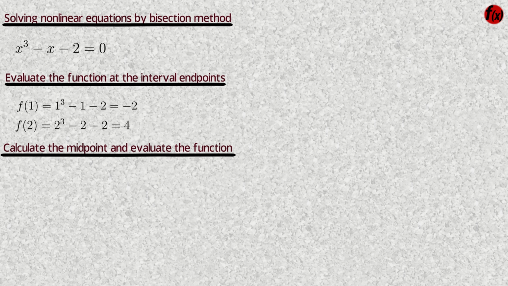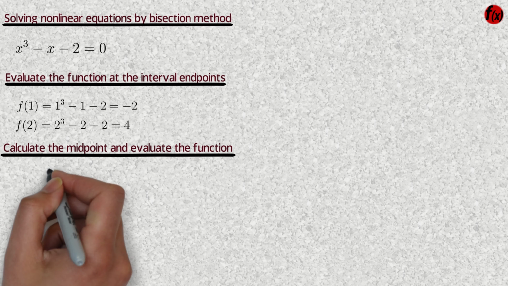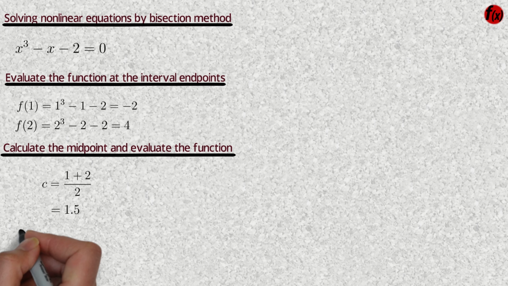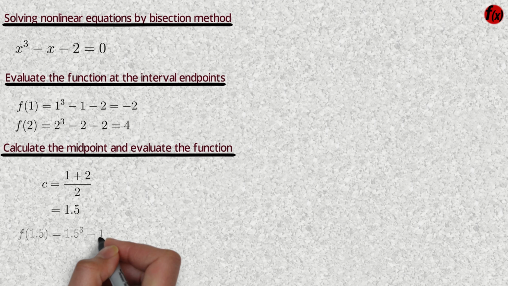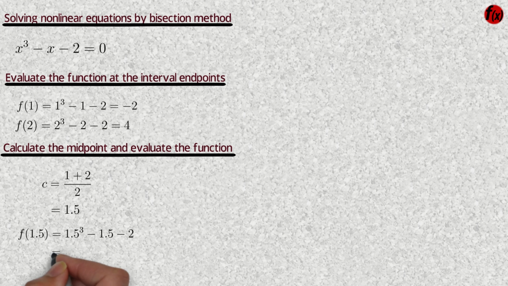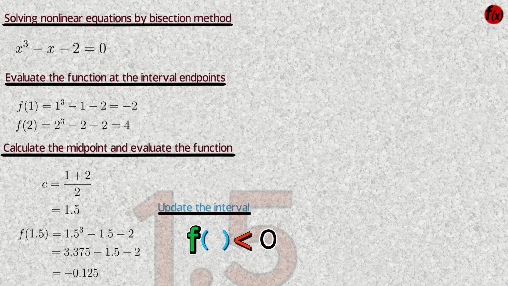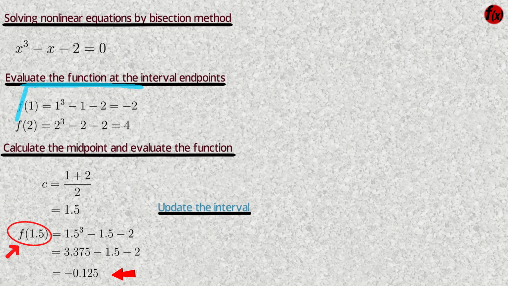The midpoint of the interval 1 and 2 is 1.5. Update the interval. Since f(1) is less than 0 and f(1.5) is greater than 0, we update the interval to 1 and 1.5.